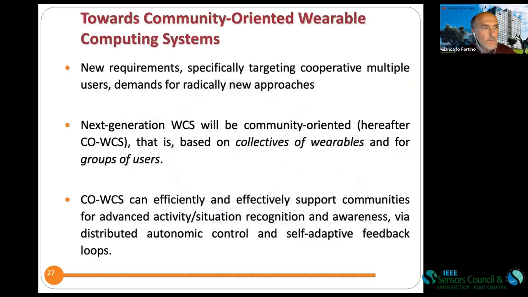Okay, now in the last 10 minutes, I will try to give you an outlook of what we are doing now in this Italian project that is specifically conceived to explore this world of community-oriented wearable computing systems. In order to support a community of users, not just single users or a few of them, we need to define new requirements, specifically targeting cooperative multiple users and demanding radically new approaches. So this is something that is important to mention, that we need radically new approaches in order to be able to create this community-oriented wearable computing system.